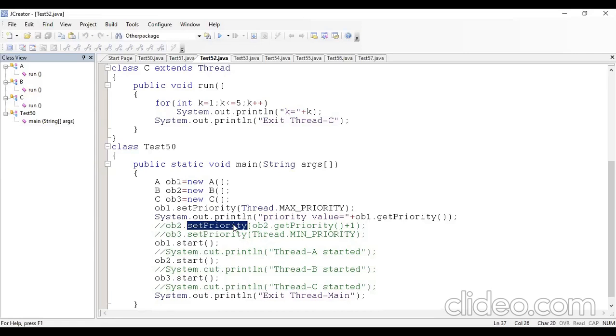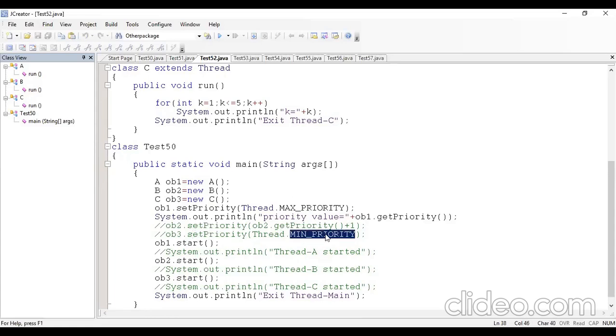We can set the priority of a thread. Inside this, I passed a parameter, OB2 dot get priority. When the thread is created, if the priority value is not mentioned, it normally gets the normal priority value, that is 5. So when I'm writing OB2 dot get priority plus 1, it is 5 plus 1, 6. So the priority value of OB2 is now 6. And I'm setting the OB3 priority value to min priority, say it is 1.